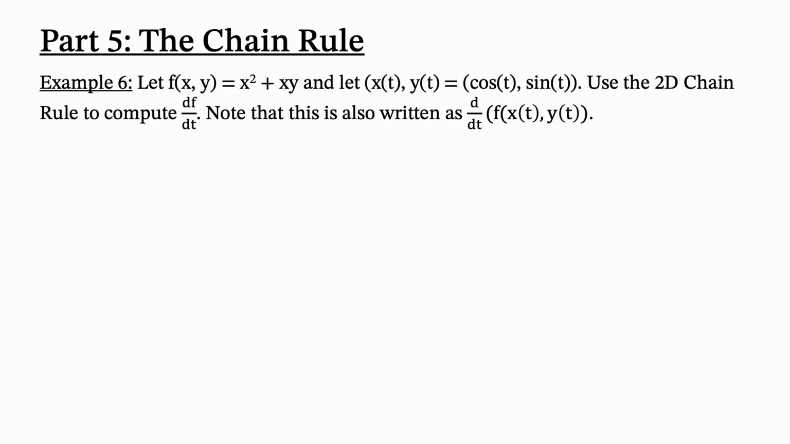All right, next let's do an example that might be similar to something that you would see on a literacy sheet, on a try-it problem, on a quiz. So this problem gives us an f of x,y, a mountain, an x of t, y of t, a hiking trail, or at least a map of a hiking trail, and then we're told to use the 2D chain rule to compute df/dt. By the way, df/dt, a longer way of writing that would be d/dt of f of x of t, y of t.